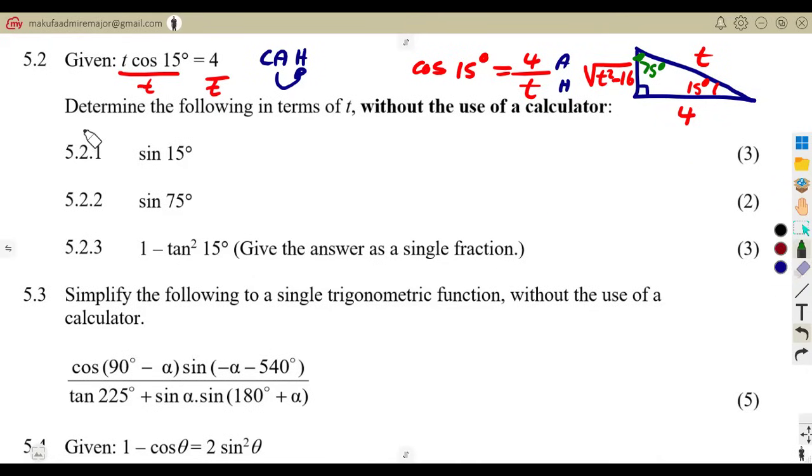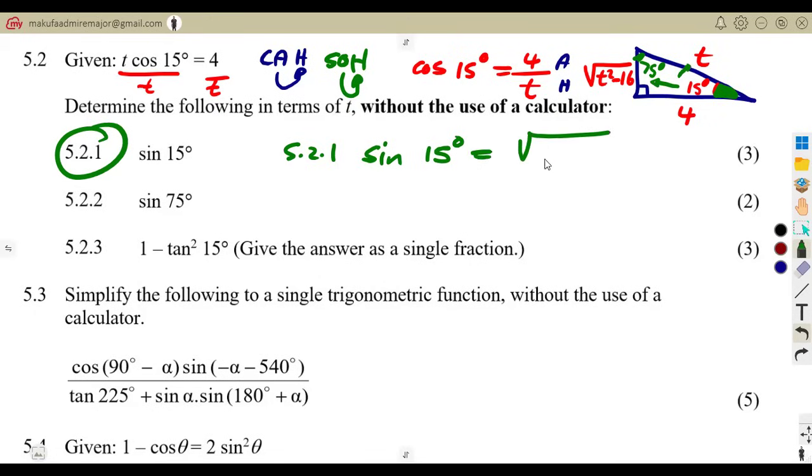We have your triangle. Let's find sine 15 on 5.21. The sine of 15 degrees, remember your SOHCAHTOA, is opposite over hypotenuse. According to this angle, 15 degrees, the opposite is this one, and the hypotenuse is t. So the opposite is the square root of t squared minus 16, over the hypotenuse, which is t. That's just like that. 2 marks, 3 marks. So the diagram also is involved. Remember, you had the diagram.